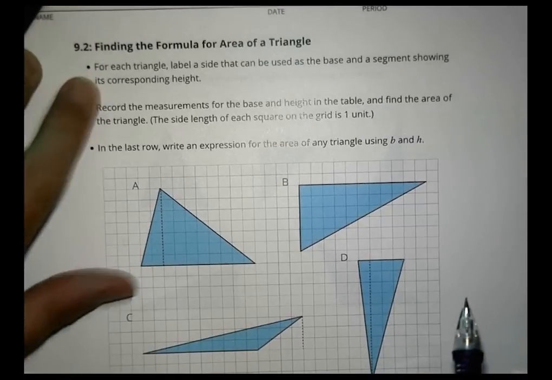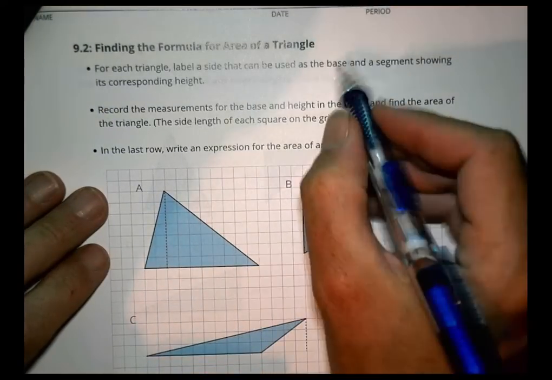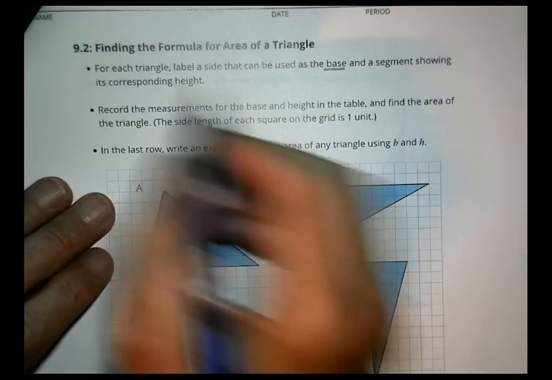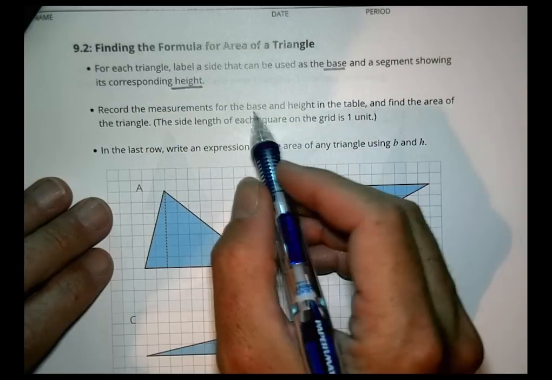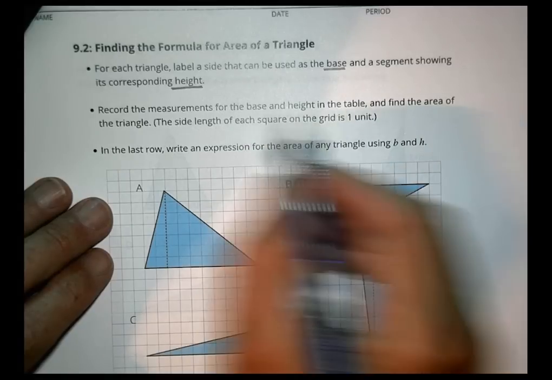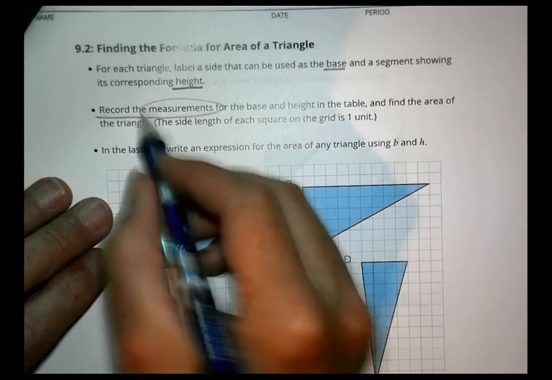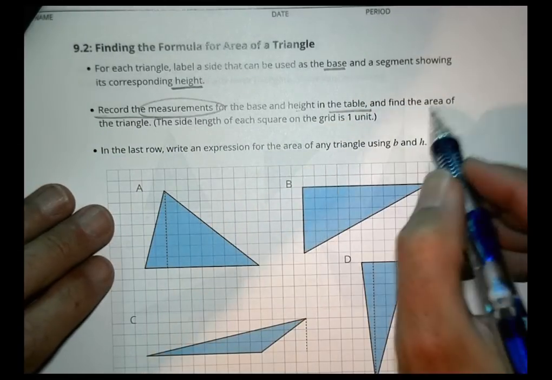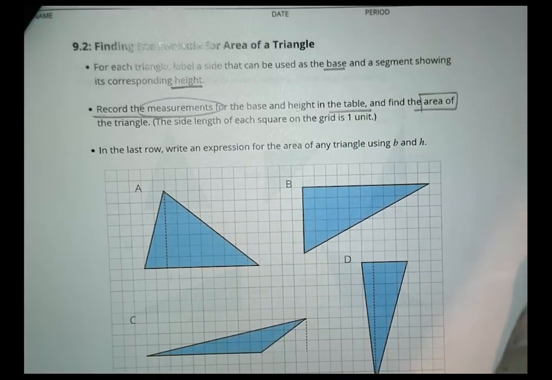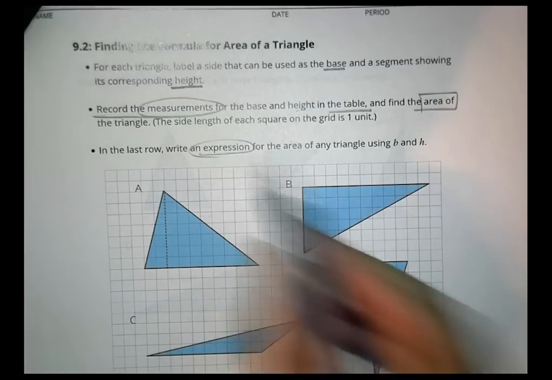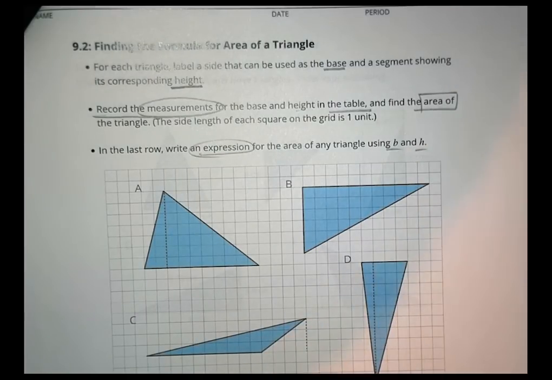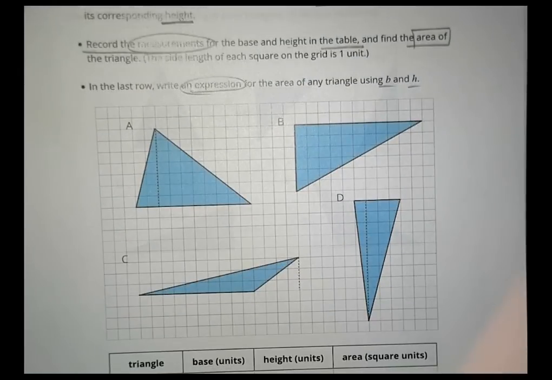For each triangle, label a side that can be used as the base and a segment showing its corresponding height. Then we're going to record the measurements of the base and the height in the table. Okay, so record the measurements in the table and then find the area of the triangle. In the last row, write an expression for the area of a triangle using B and H for base and height. So let's take a look at our first one.